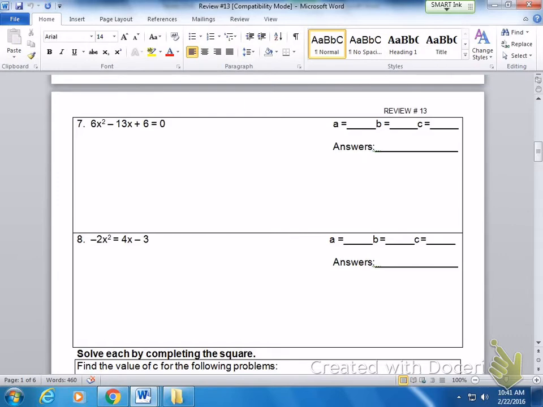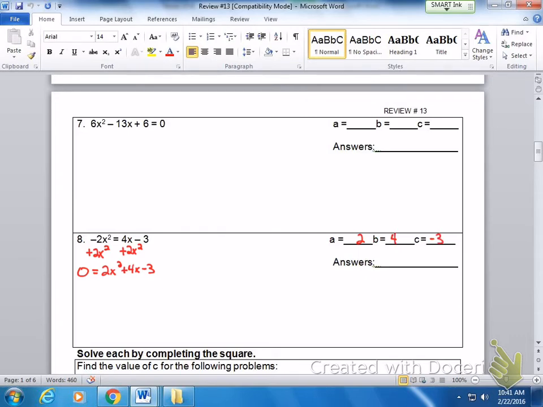Number 8 is one I wanted to talk about. I have negative 2x squared equals 4x minus 3. Not in the format I want, so I'm going to move my 2x squared to the other side by adding it. So now I have 0 equals 2x squared plus 4x minus 3. Now, we've done a couple of these already, so I'm just going to go through this one quick. My a, b, and c are 2, 4, and negative 3.